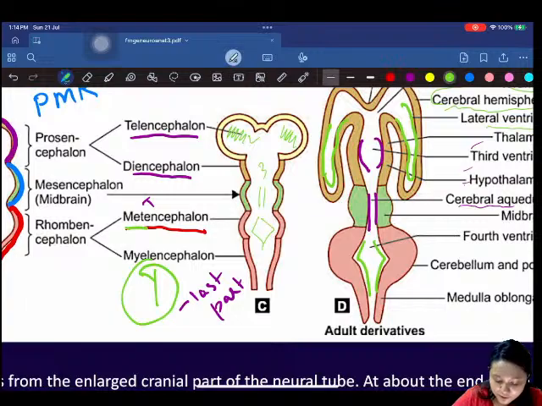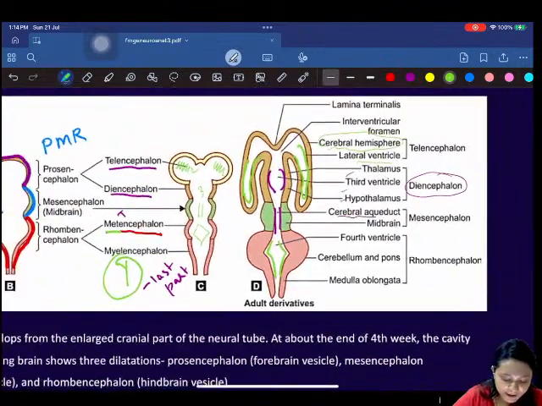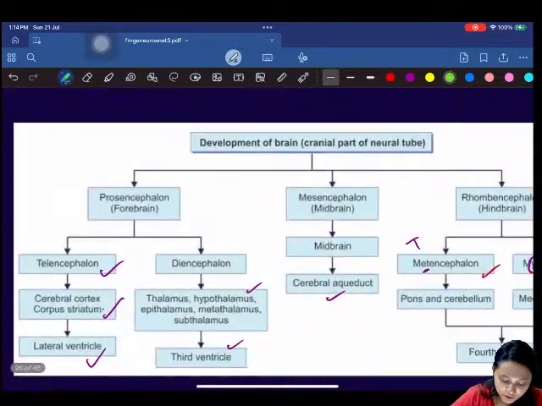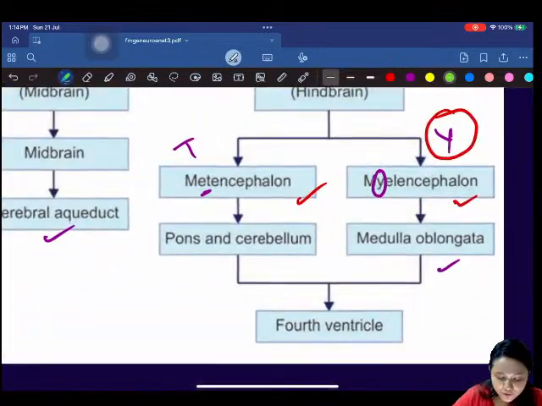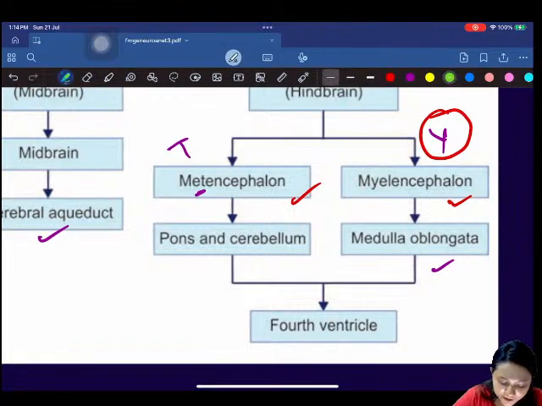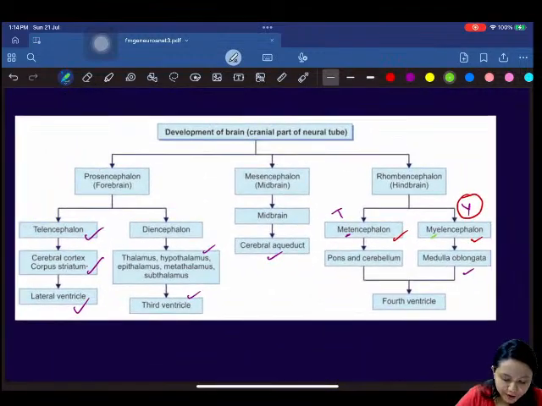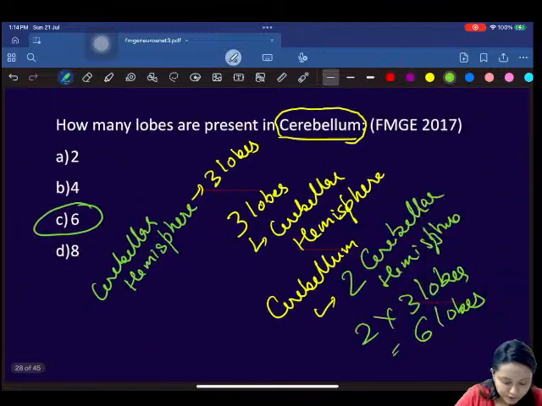Now what you get confused about is the rhombencephalon. It is divided into metencephalon and myelencephalon. So just now I have told you that whenever you have the word Y at the last, that will include the medulla oblongata, and the metencephalon will have your pons and cerebellum. So the pons is derived from your metencephalon. Okay. So that's what we have studied.